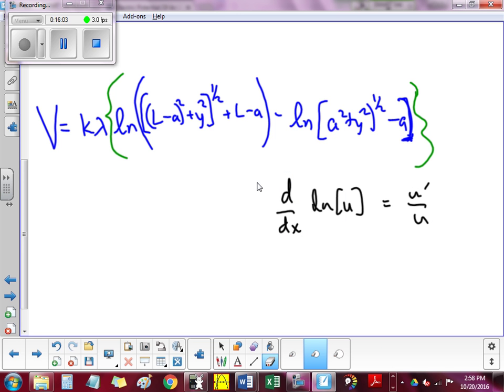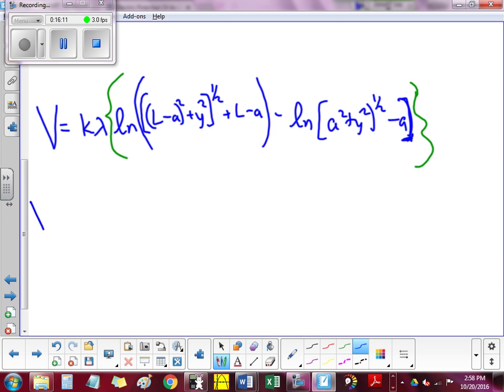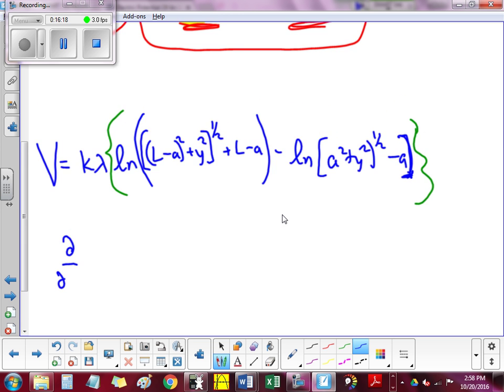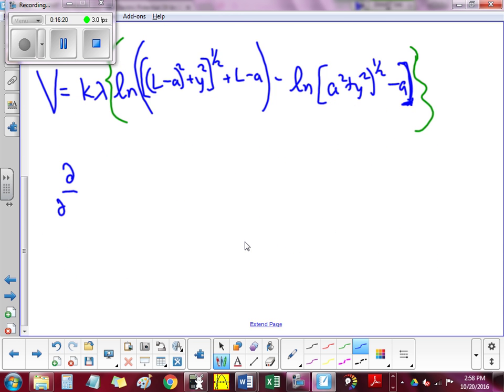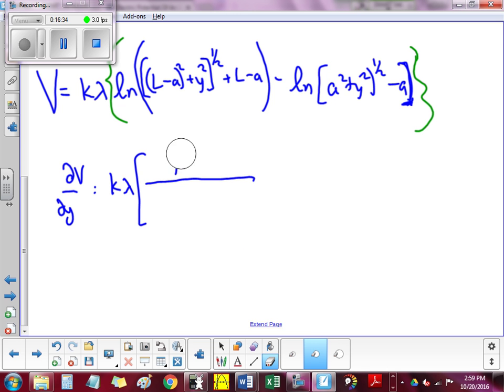So let's go ahead and take care of that for each of these. And then there's the chain rule as we go, so we just have to be very careful. Oh, and the first time we're doing this, what did I write first last time? d/dy. So we're going to d/dy, okay? So dV/dy is going to be k lambda, and we're going to have 1 over, and I'm actually going to put the derivative on top, not a 1, but for now let's just do the under part.